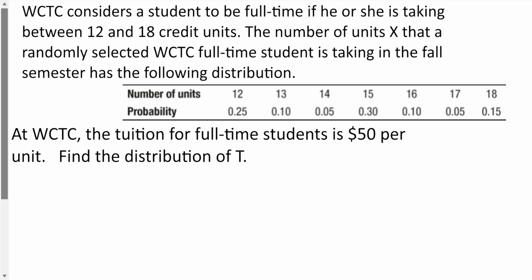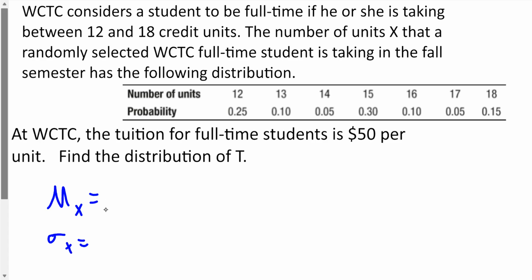So this one says at WCTC the tuition for full-time students is $50 per unit. Find the distribution of T. So how does that change? Well, if you think about it, we can still find the mean and the standard deviation of X. So let's find the mean and standard deviation of X. And let's just say we went to our calculator and found that. I'm not going to make you write that all out right now.